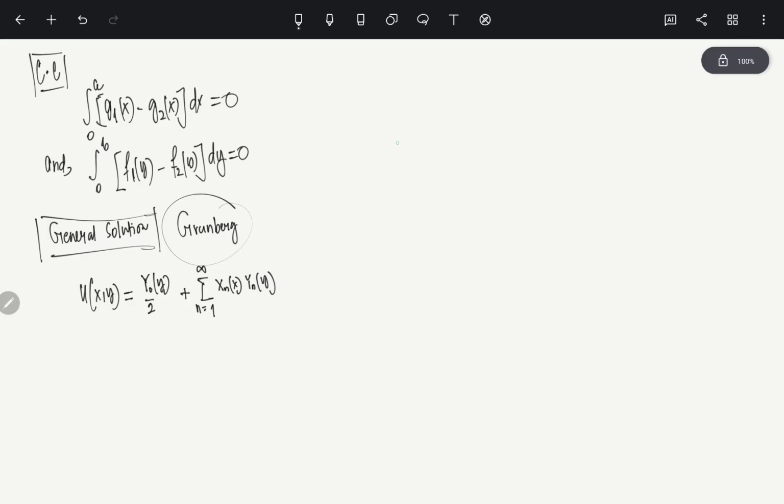Let's say for an ODE, y double prime equals f, I want to solve this ODE. If there is a solution, let's say y, a function of x, you can write it in terms of a Fourier series, which is given by a naught by 2 plus the summation of an cosine nx plus bn sin nx. We can write it like this, right?